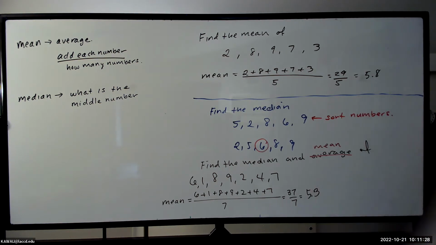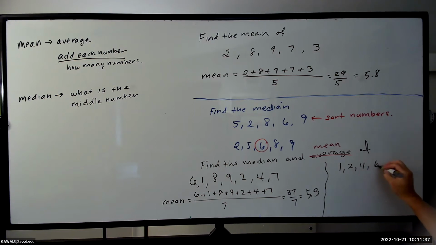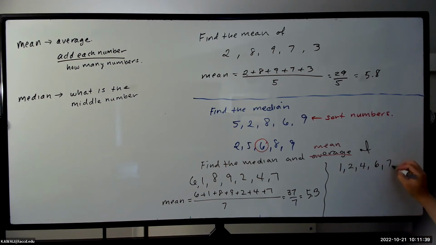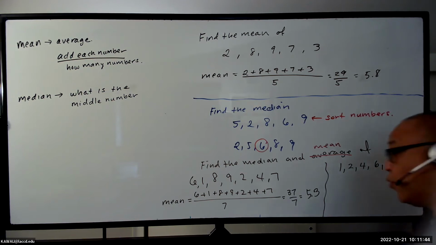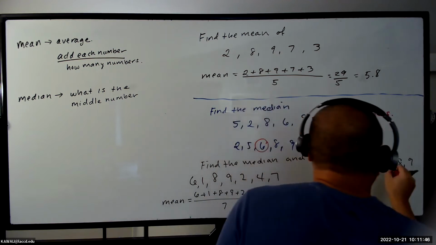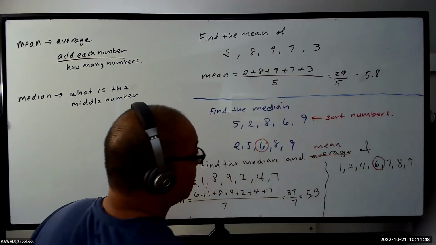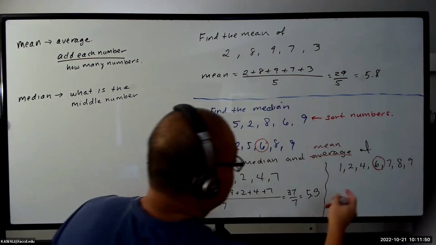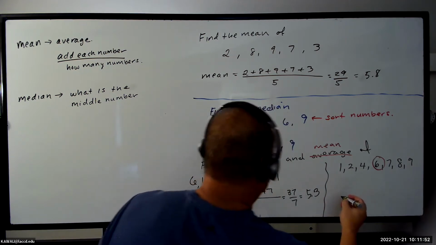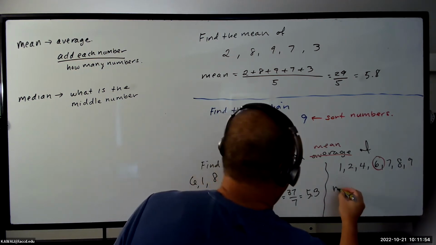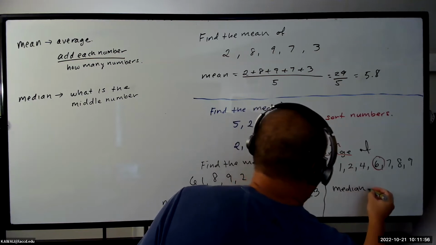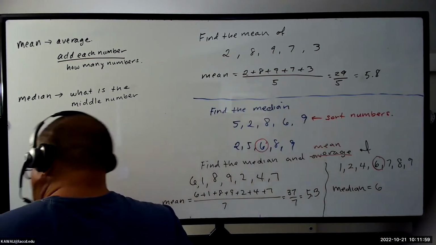Okay. And then when we want to find the median, we have to sort it: 1, 2, 4, 6, 7, 8, 9. And then we want to find the middle. So then that's equal to 6, like that. Okay.